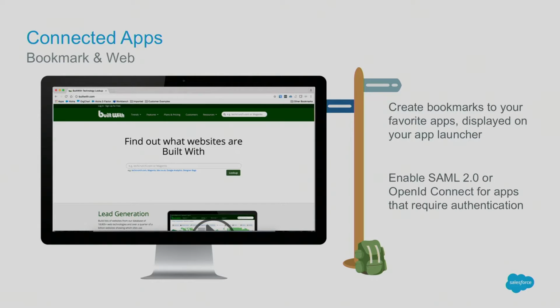So you can create a bookmark app, which is exactly as it sounds. It's just a link to an external URL. So if you're using an application that doesn't require a login, you can still add that to your portal. Or you can extend that to use single sign-on and be able to automatically log your users in.